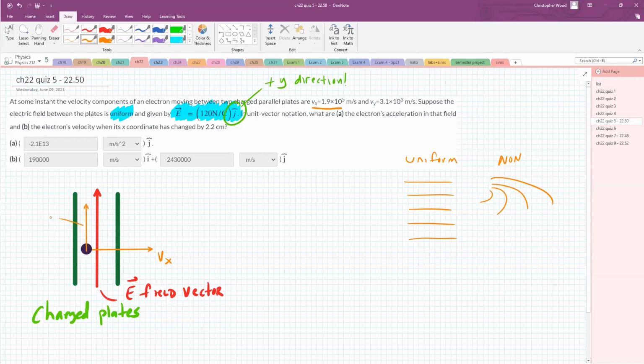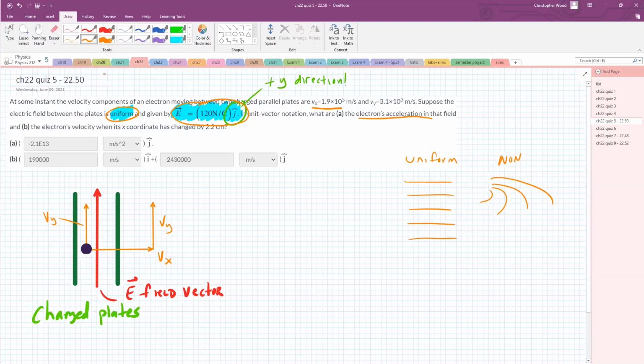So this is Vy. I'll just copy and paste this vector here because I know how to stack vectors head to tail. These Vy vectors are the same. All right, that's what's going on with my electron's velocity between the plates. Suppose the electric field between the plates is uniform and has this value in the j hat direction, plus y direction. In unit vector notation, what's the electron's acceleration?